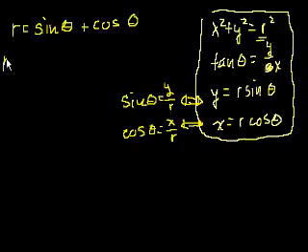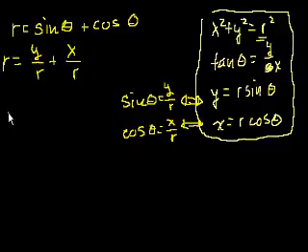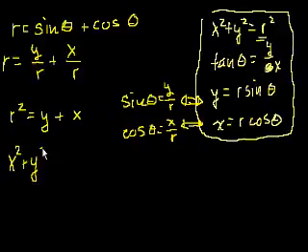So r is equal to sine of theta. Well, we know that's equal to y over r. So it's equal to y over r plus cosine of theta. Well, cosine of theta is equal to x over r. And now we can multiply both sides of this equation by r, and we're left with r squared is equal to y plus x. And we know what r squared is now. That should be second nature, hopefully. So it's x squared plus y squared, that's r squared, is equal to y plus x. There you go.